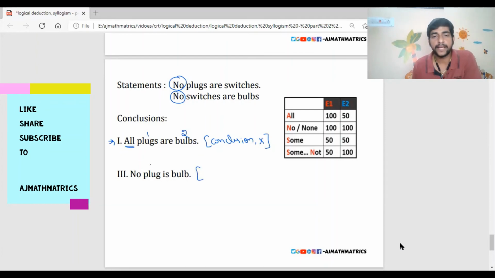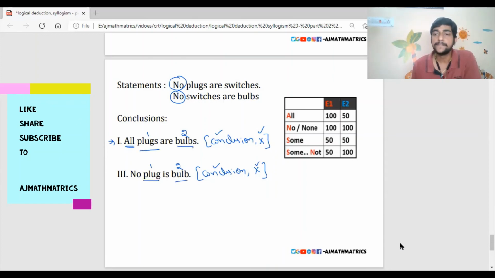Next, no plug is a bulb. Plug is in the first statement, bulb is in the second statement. Again, it is a conclusion. But according to the conclusion's nature, this does not follow. So if both do not follow, then we need to check the complementary pair. So what's a complementary pair? First rule, both should be conclusions. Yes, both are conclusions. Both not follows. Yes, both are not follows. And both should have the same subjects and same objects.